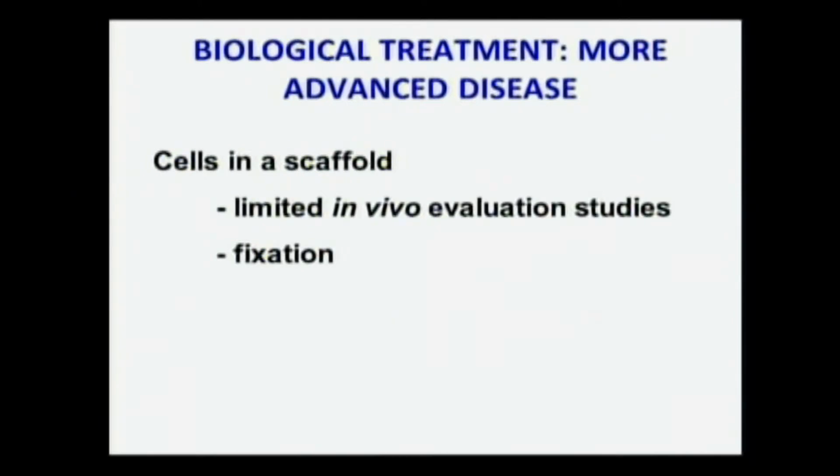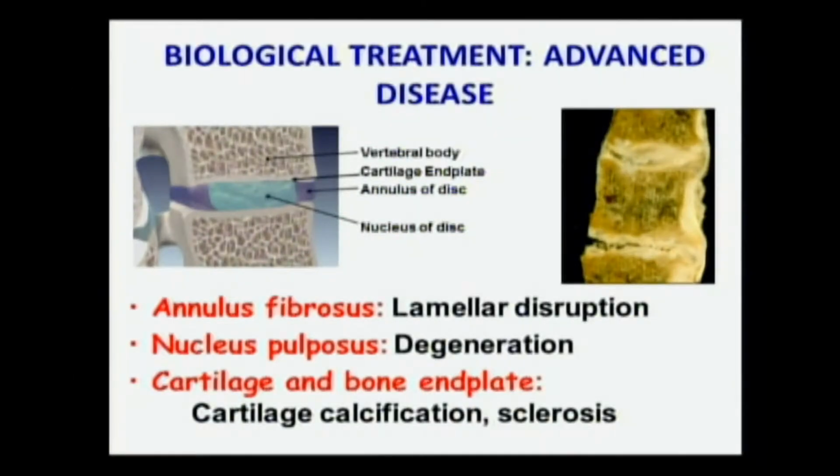And the other problem with implanting scaffolds is the question of fixation. How are we going to fix that implant in? So we all know that disc disease can present with very severe degeneration, more of an end-stage process. And as Jim has mentioned, obviously, injecting cells or cells in a scaffold for one type of tissue is clearly not going to work.